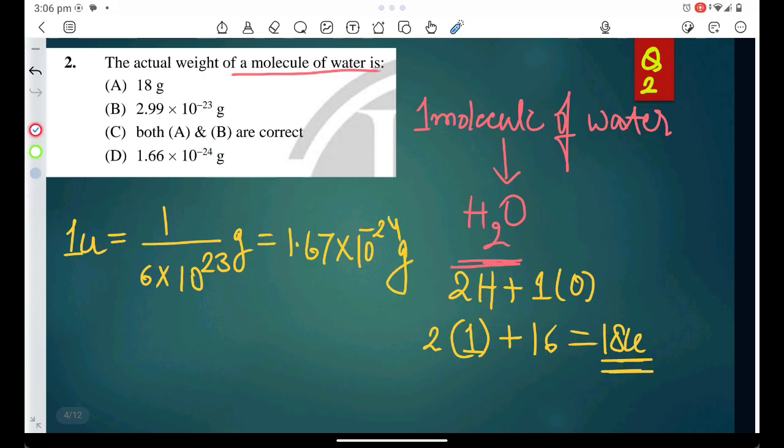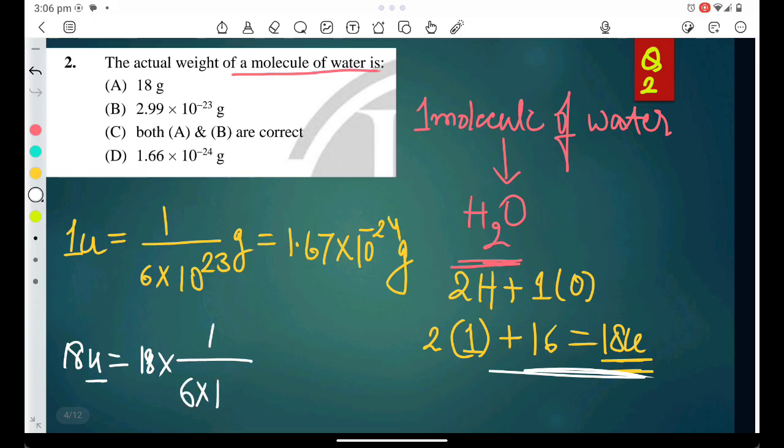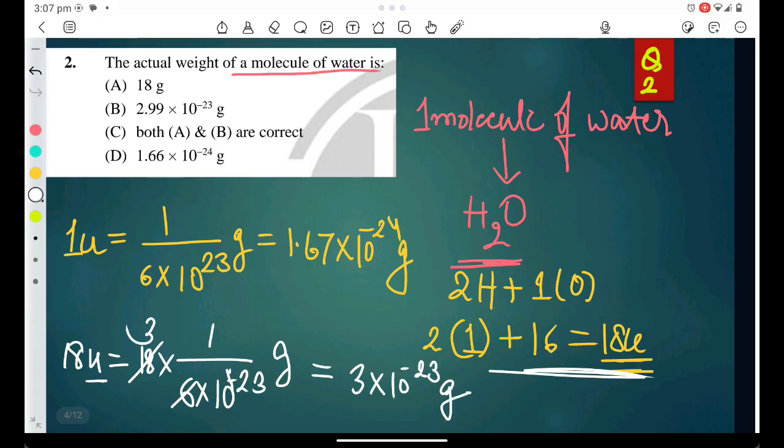So I'm going to use this data in my calculation because this is quite easy. The terms are likely to be cancelled out. So this much 18U is equal to 18 into 1U, which is 1 by 6 into 10 to the power minus 20 plus 23 gram. Calculating this, cancelling 18 by 3 times, I get 3 into 10 to the power minus 23 gram as the mass of one molecule of water in grams, and that is the correct answer.